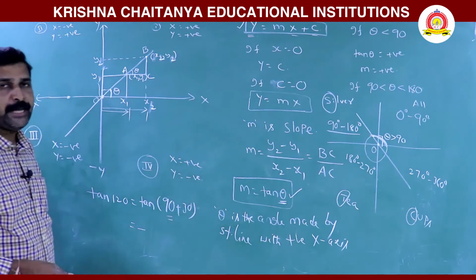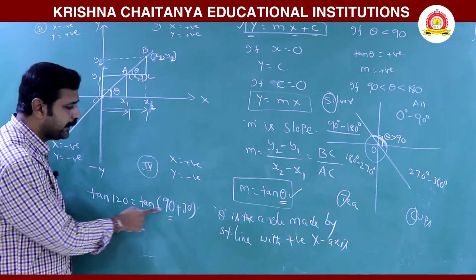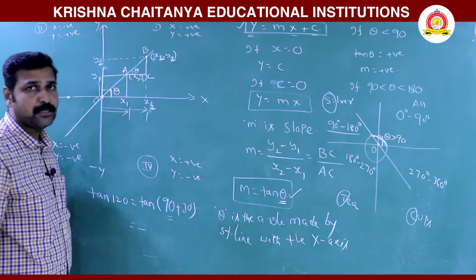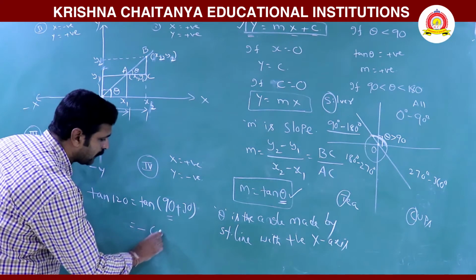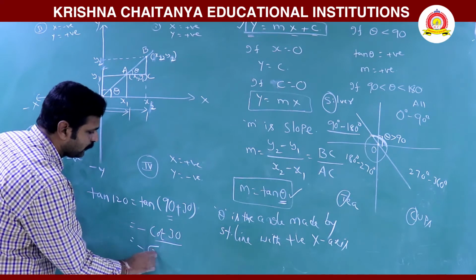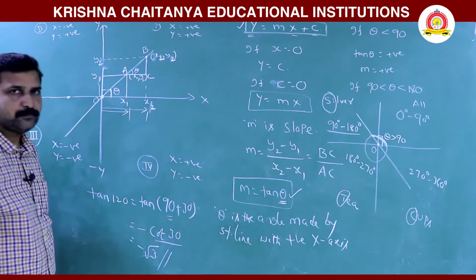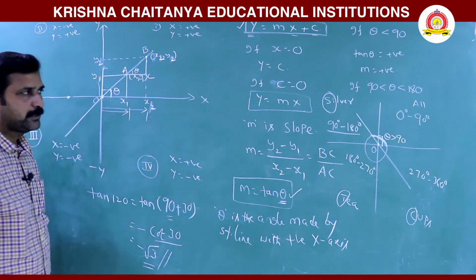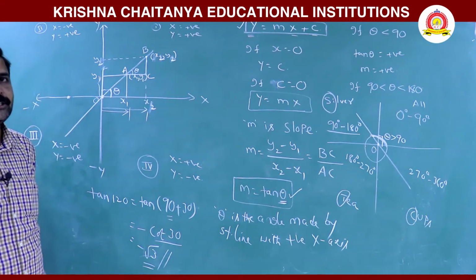Now how to write tan 120? We can write tan(90 plus theta), which is minus cot theta, that is cot 30. Cot 30 value is root 3. So here the slope is minus root 3.